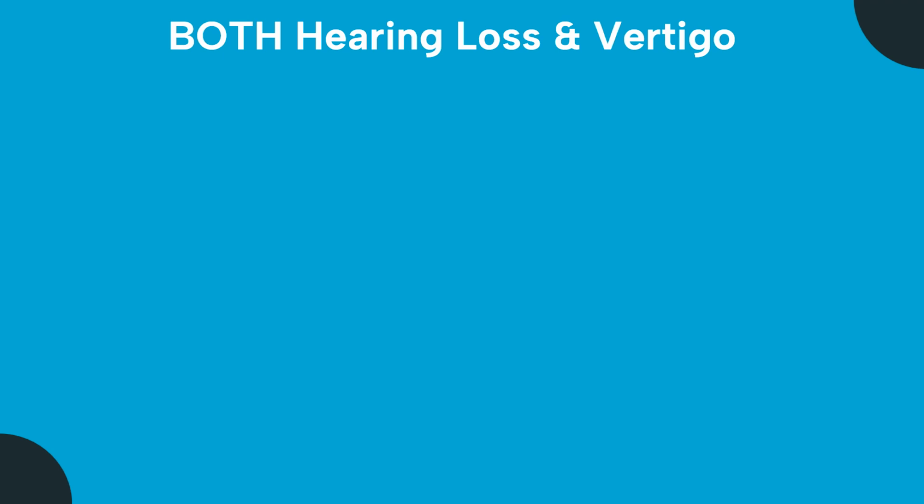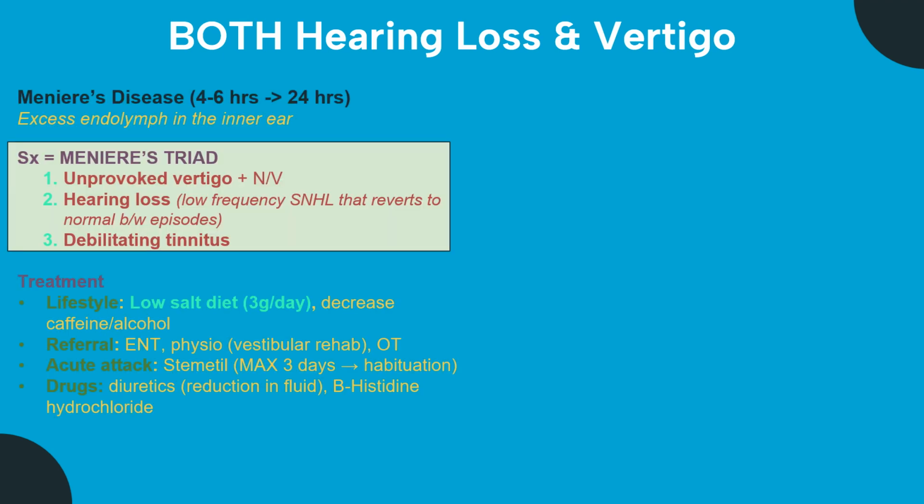So, if you're having both hearing loss and vertigo, there's a few things it can be. Meniere's disease is really important to understand. You've got an excess of endolymph in the inner ear, and that can cause problems like vertigo, hearing loss, and a really, really debilitating tinnitus.